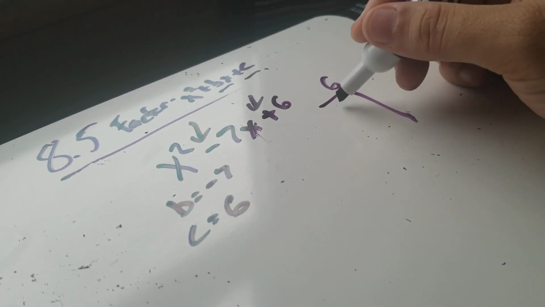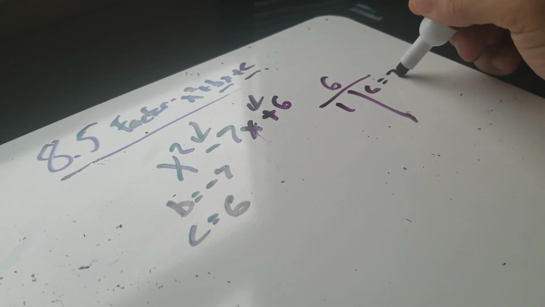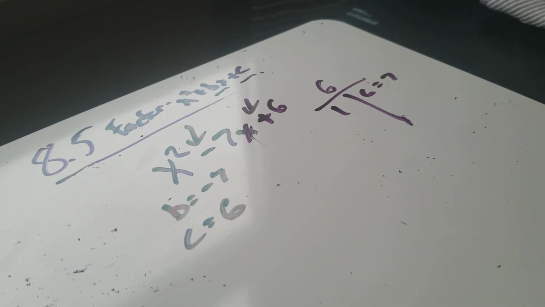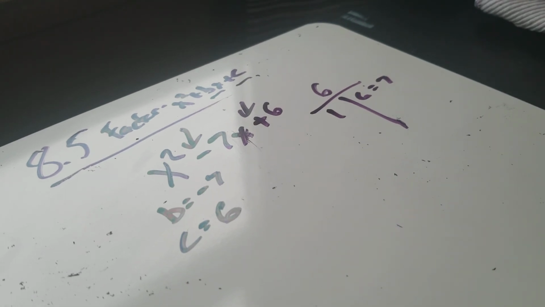So let's look carefully. First off, 1 times 6. Wait a second. That adds up to 7. All right, that's pretty good. 1 and 6 adds up to 7. But my goal isn't positive 7. My goal is negative 7. So I'll give you 3 seconds, or pause the video. Think about how can I make a negative add up to a negative while still multiplying to the positive.